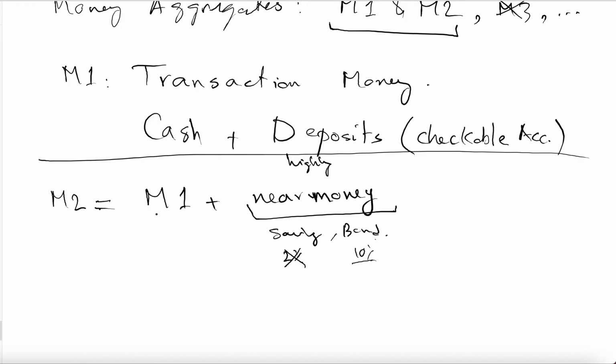but not 100% liquid. Depending on the return or the interest you forgo, they have a price. Whereas cash costs you nothing, these will cost you, in terms of the interest you forgo, or the time you spend making it cash. So altogether, near money are those types of assets.